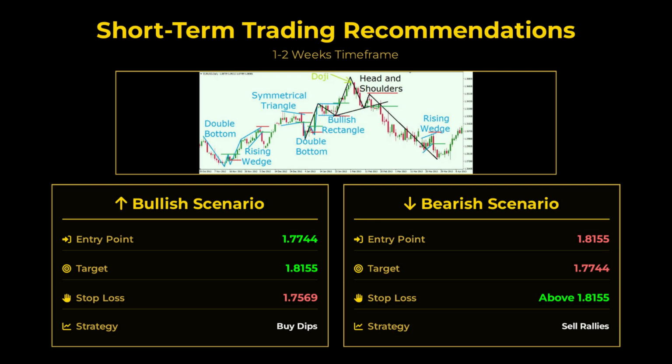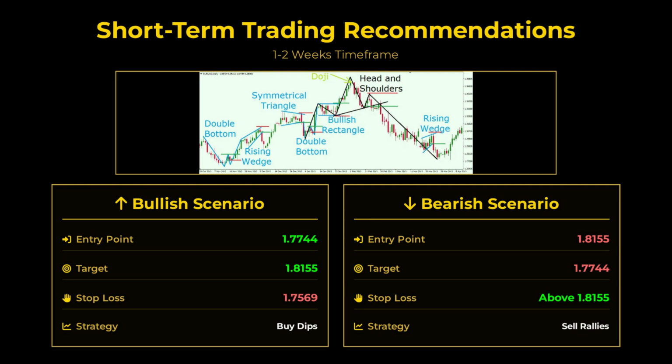For the 1 to 2 week time frame, we present 2 distinct trading scenarios. In the bullish scenario, traders should look for entry opportunities on dips toward 1.7744, targeting a move to 1.8155, with a stop loss placed below 1.7569. This setup offers a favorable risk-reward ratio for long positions. The strategy here is to buy dips and ride the momentum higher.